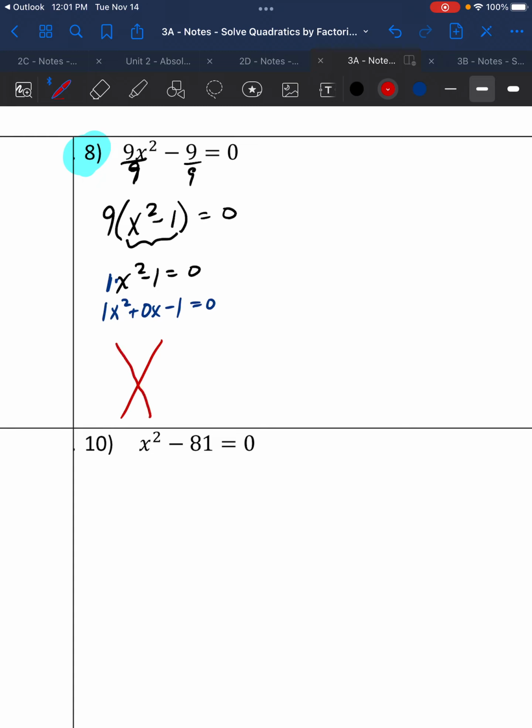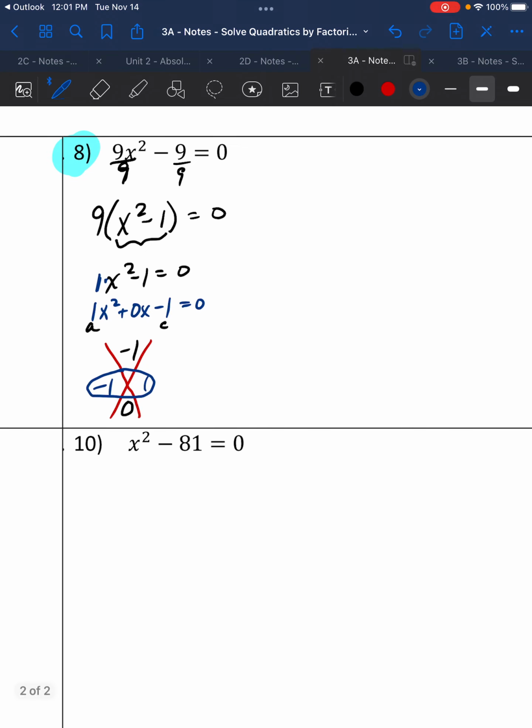So sometimes we get this a little confused. We're doing a times c, so what two numbers multiply to a and c? So that's 1 times negative 1 is negative 1. That adds up to 0. So what two numbers multiply to negative 1 that add up to 0? Well, that also is negative 1 and 1. Those multiply to negative 1, and they add up to 0. So now work this out with your Punnett square.